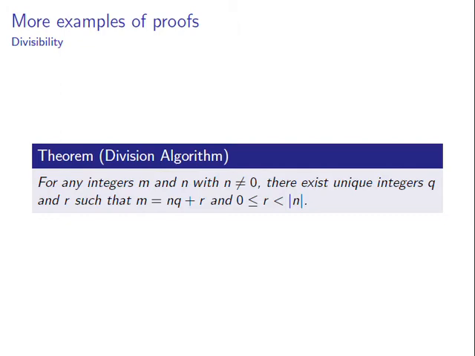For the next example, we will use the result known as the division algorithm. This states that for any integers m and n with n non-zero, there exist unique integers q and r such that m is equal to n times q plus r, and r is greater than or equal to 0 and less than the absolute value of n. We will prove the division algorithm later in the course.